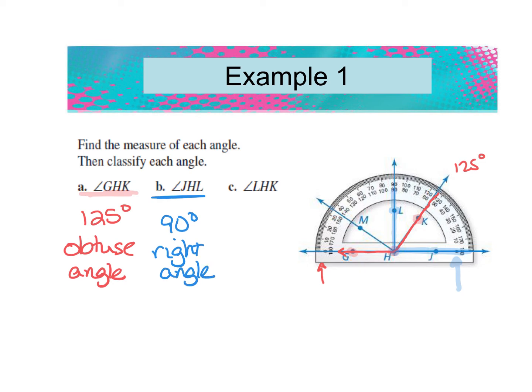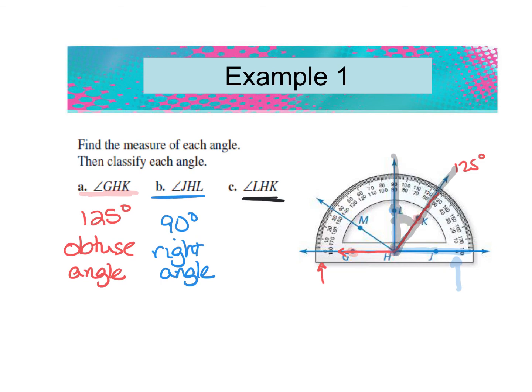And then the last one is LHK. So L is here, H is here, and K is here. Now notice this time, it's not pointing at the 0 in either direction. So what I need to do here is I need to subtract to figure out how big this angle is. And it doesn't matter if I subtract the 2 inside numbers or the 2 outside.